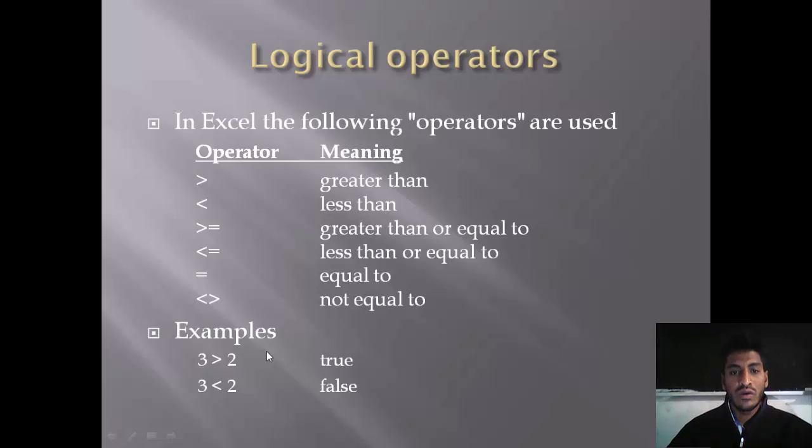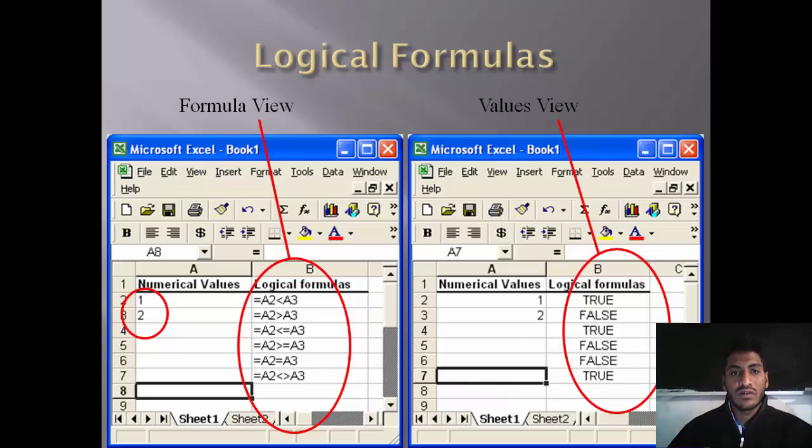3 greater than 2, true; 3 less than 2, false. Logical formulas, formula view. In a Microsoft Excel sheet, you can see the numerical values and the logical formulas. The numerical values are 1, 2. The logical formulas are A2 less than A3, A2 greater than A3, A2 less than or equal to A3, A2 greater than or equal to A3, A2 equal to A3, A2 not equal to A3. Values view, numerical values and the logical ones: 1, 2, true, false, false, true.